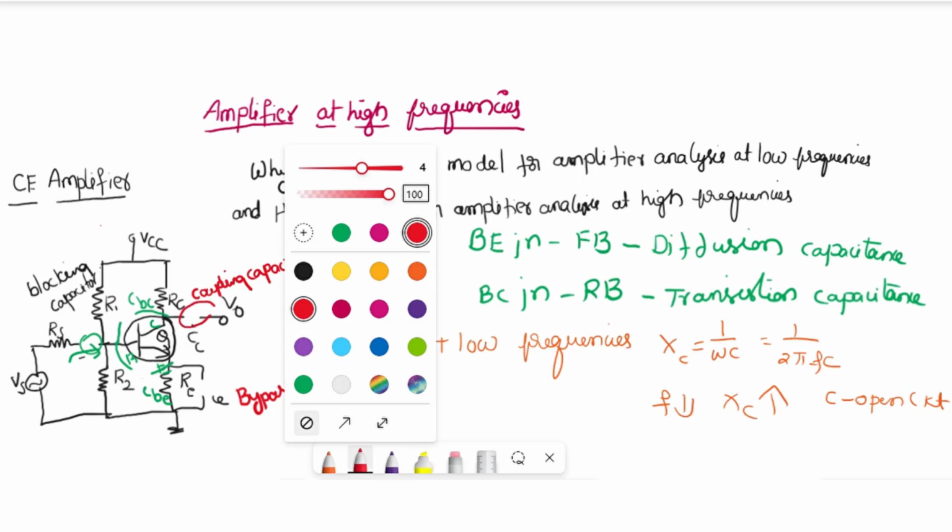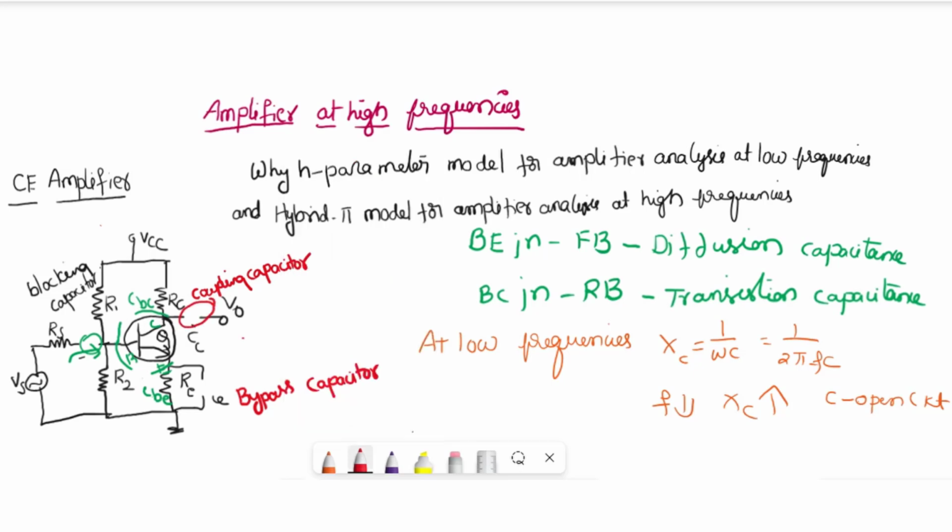Coming to this coupling capacitor, as the coupling capacitor is open, output becomes 0 because there is no connection from the collector to the output wire. So here the blocking capacitor input is not connecting to the circuit, and as the coupling capacitor is open, output is also 0.